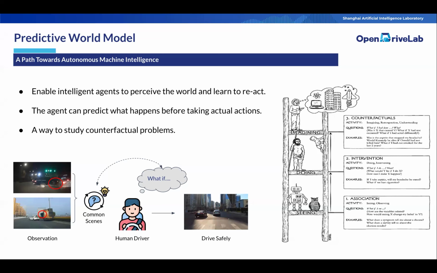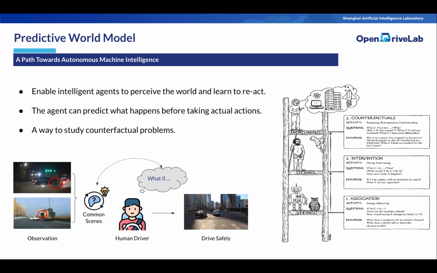And actually, in this track, we wish to figure out whether we can directly use the predictive world model as the intelligence itself, whether by prediction pre-training we can obtain a good intelligent agent for autonomous driving instead of one trained by simulation. So in summary, if we can use prediction pre-training, maybe we can enable the intelligent agent to perceive the world and learn to react.